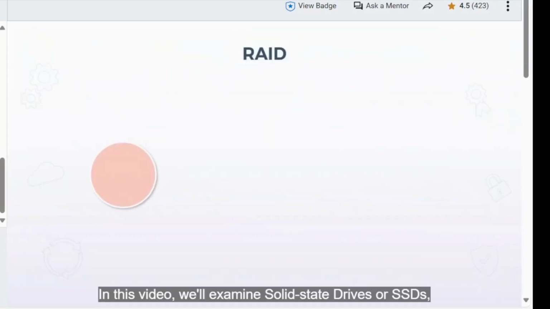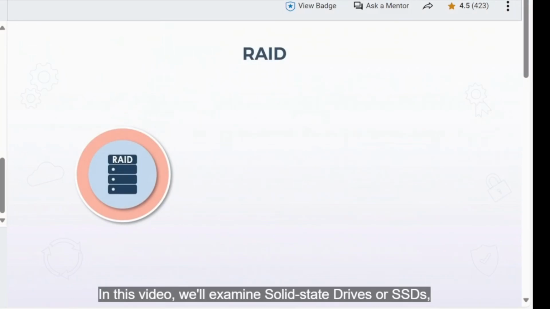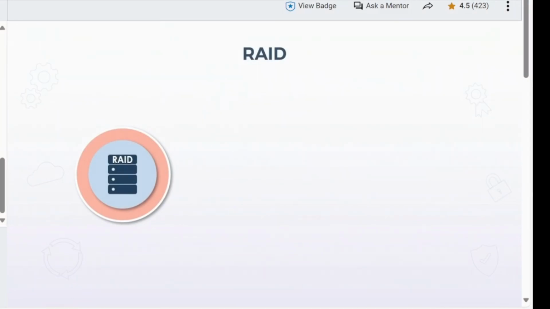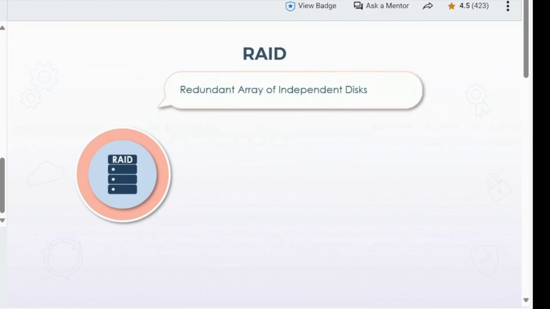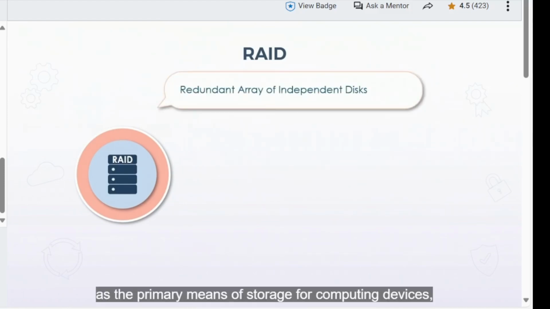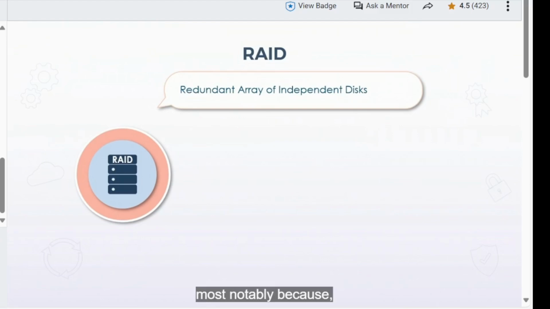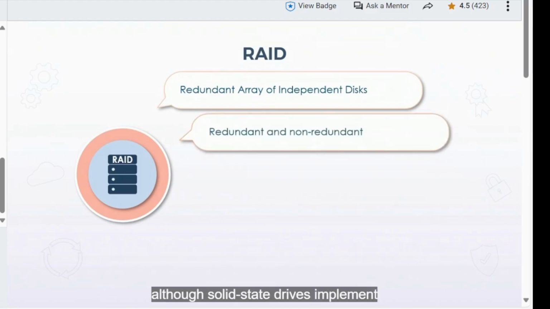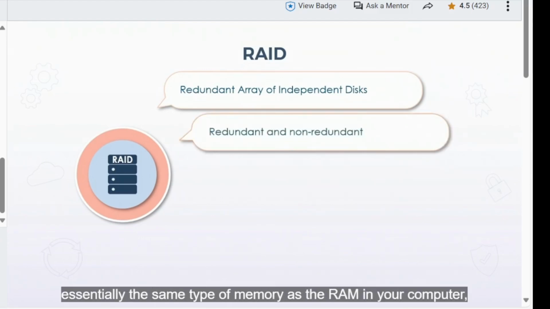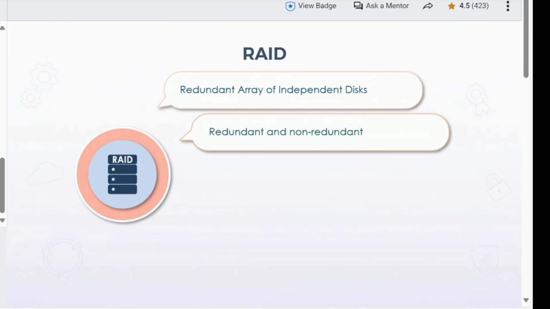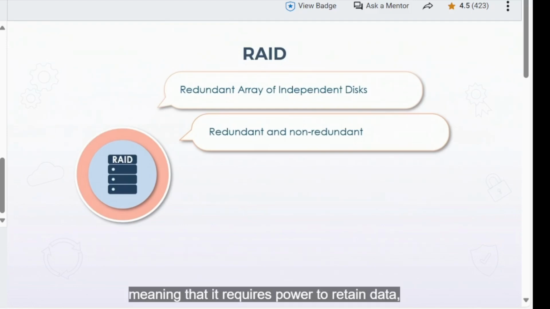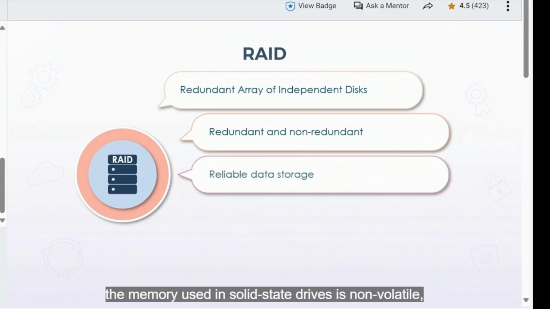In this video, we'll take a look at implementing what's known as RAID, which is a hard drive configuration that stands for Redundant Array of Independent Disks. Now, this is something that allows you to store data in a redundant manner, but despite the fact that the R stands for redundant, there actually is a non-redundant implementation as well, but we'll come to that in just a moment. Now, the primary reason for implementing RAID is for reliable data storage.